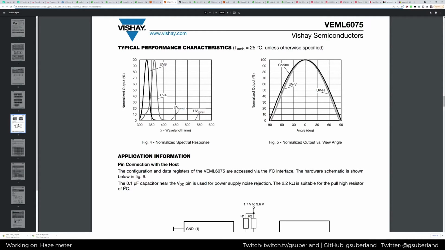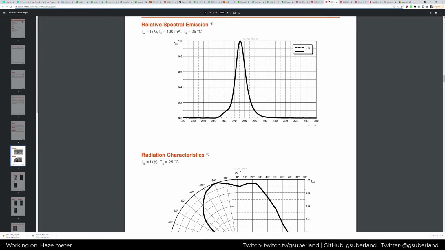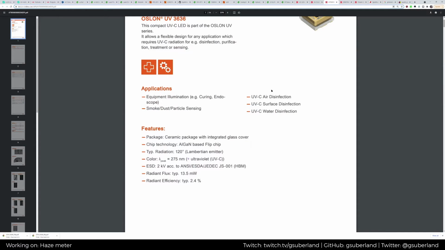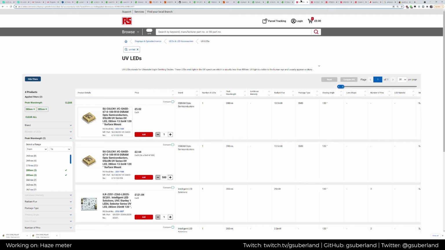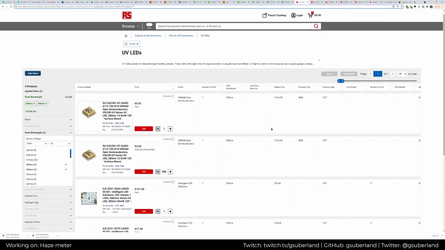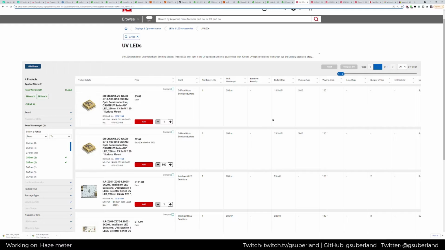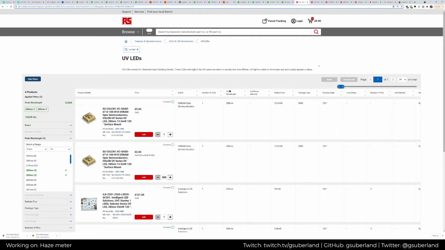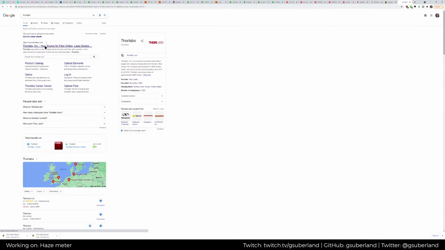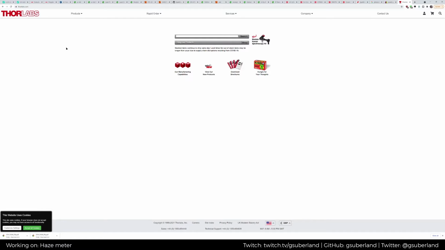Yeah, by the time we get down to about 300, that's like... Is this UVC? It is. Okay, UVC LEDs got cheaper, because they didn't used to be this cheap. Although, yeah, £5 for one with 13.5 milliwatts of radiant flux is great. Thorlabs. I don't know whether they ship here though.